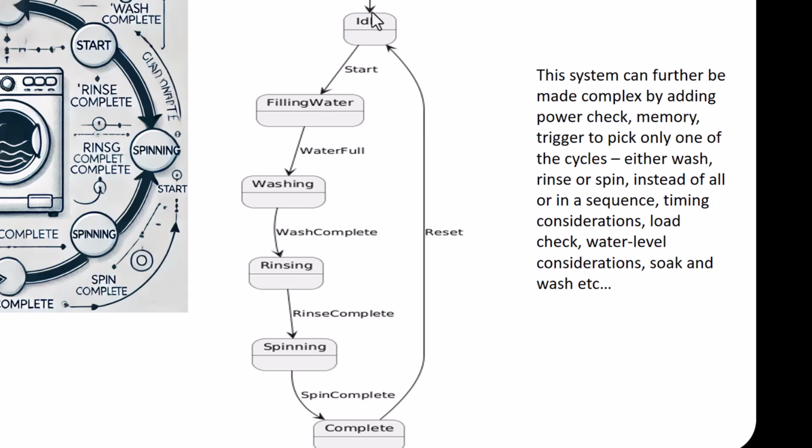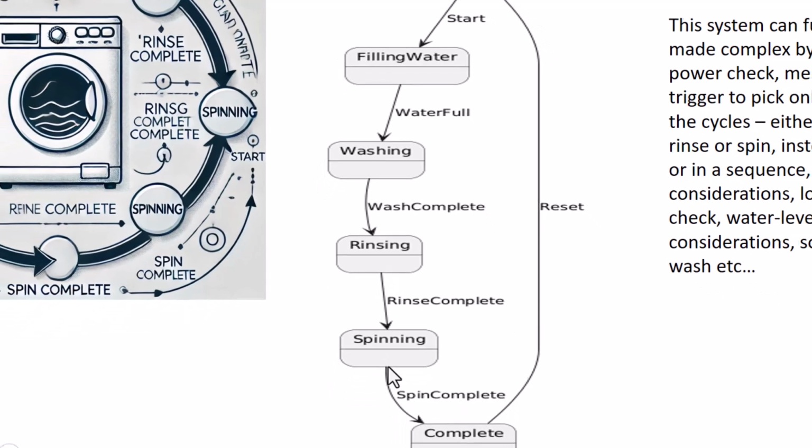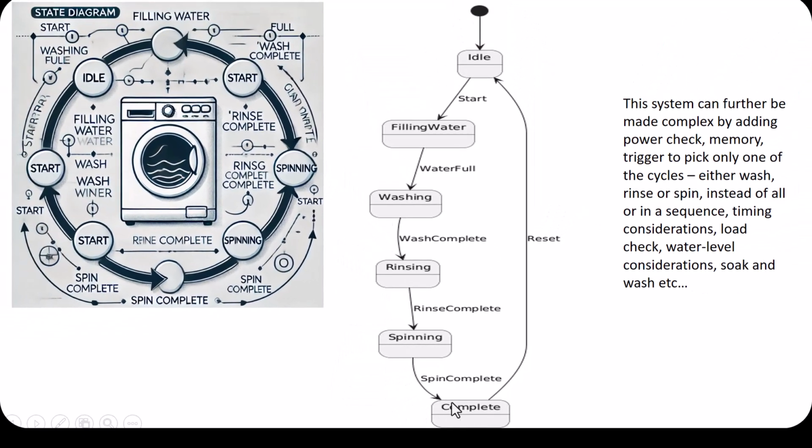This is a very simple state diagram where from the initial state it will be idle. When you start, it fills water. When the water is full, this is the trigger. It triggers from the filling water state to washing, and then when the wash is complete, it goes to rinsing, and when the rinse is complete, it goes to spinning. When the spinning is complete, it goes to a complete state. From there, it gets reset to the idle or the initial state.